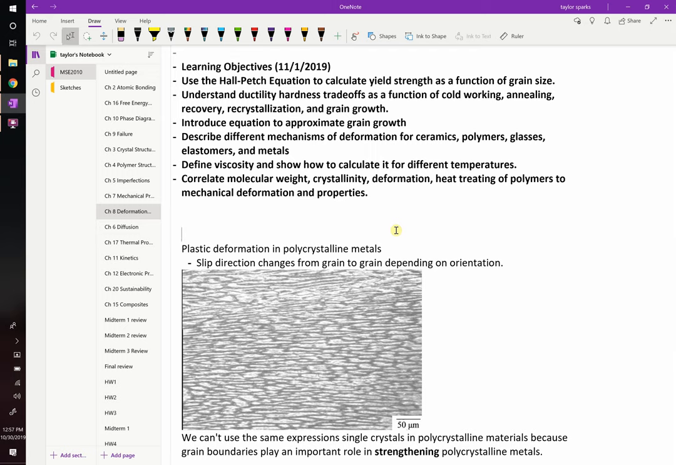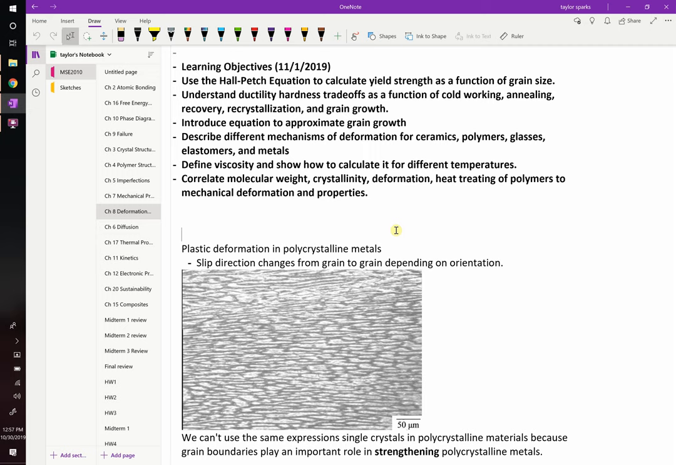We're going to finish talking about deformation mechanisms today. So our learning objectives are as follows. We're going to use the Hall-Petch equation. This is one of these seminal, really important equations that comes out of material science. The reason it's important is because it relates things like hardness or yield strength to aspects of the microstructure like grain size. So as you heat treat your metal in different ways and you change the size of these grains, this gives you the relationship.